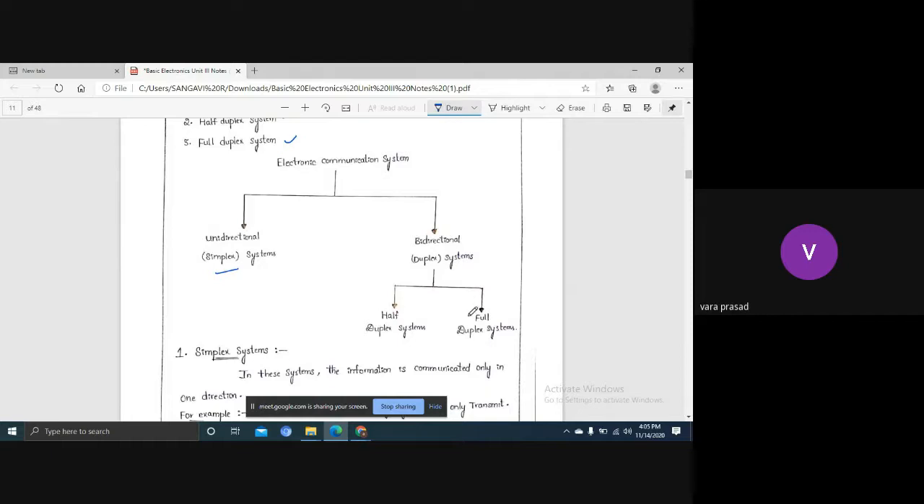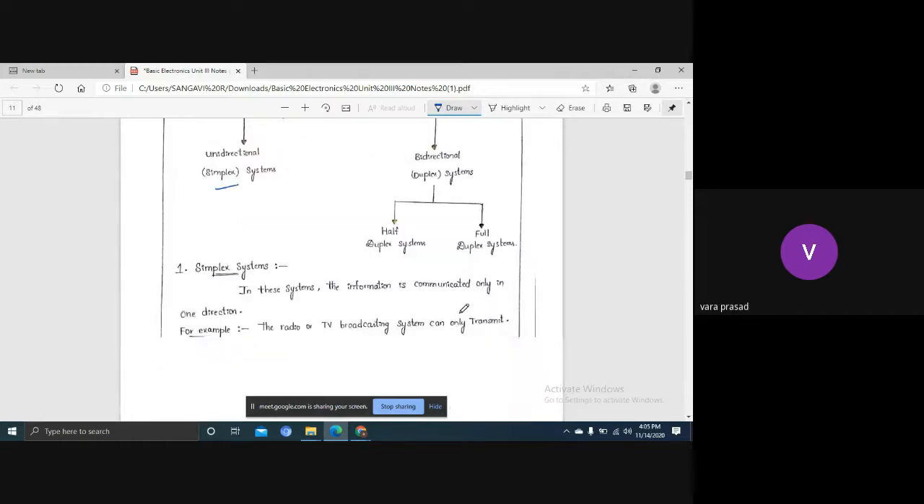Simplex system, you need to write all of these. In this system, the information is communicated in only one direction. It is a unidirectional system, the simplex system. For example, radio or TV broadcasting can only transmit; they cannot receive. We can watch live cricket, but the communication is only from the satellite to your TV, not from yourself to the satellite. Please keep this in mind.